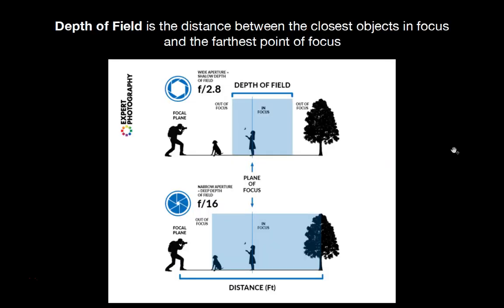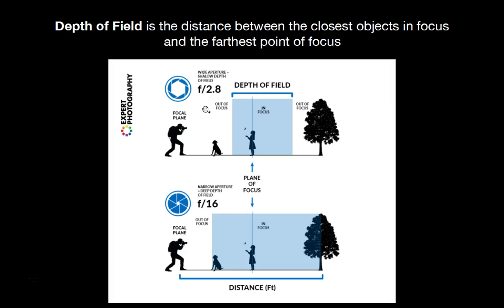Welcome to this lecture on depth of field in relation to the depth of field and motion photography assignment. So depth of field is the distance between the closest objects in focus and the farthest point of focus. Now, we kind of talked about this in the exposure lectures, when we were talking about how aperture works. So if you have a shallow depth of field, it's a wide open aperture, small number.